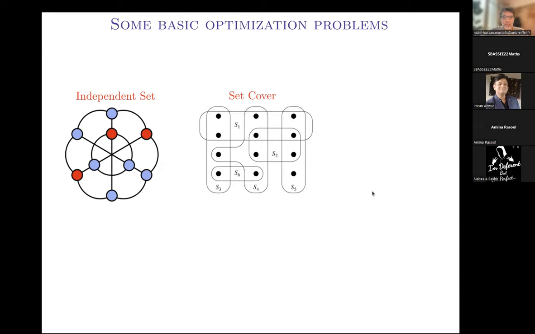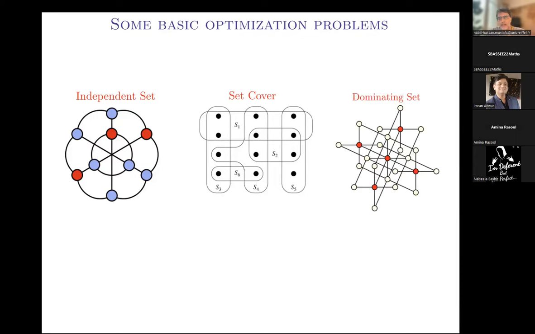And our goal is either to find the smallest number of sets which cover all the points, or the dual hitting set problem where you want to find the smallest number of points which hit all the sets. And then a related problem is dominating set in a graph. Independent set is on a graph. This is on a set system, or a hypergraph, and then this is on a graph where I give you a graph and I ask you to find me the smallest number.